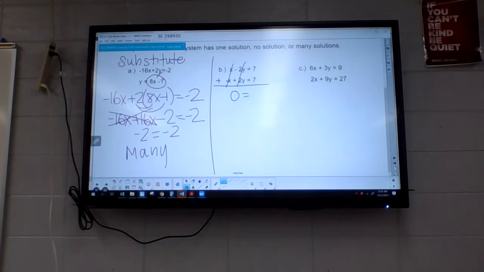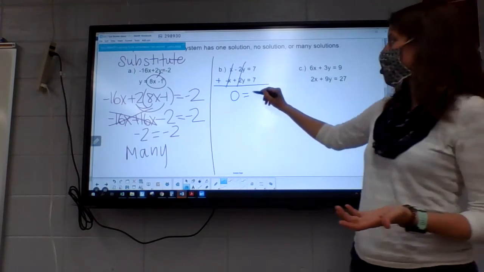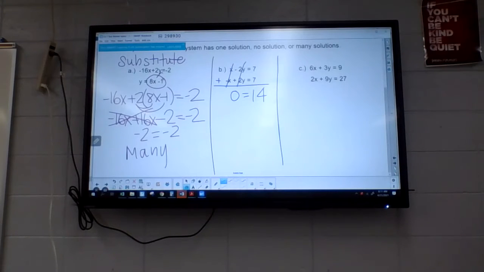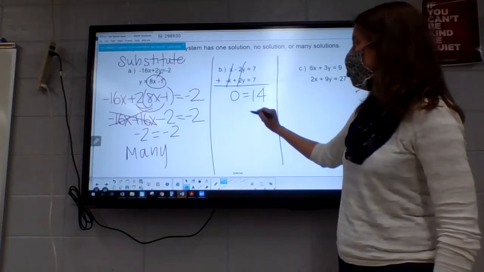Now do 7 and 7 cancel? No, because I'm adding them together. So I added those to get those to cancel. So 7 and 7 is 14. So what kind of solution is this one? This is an example of no solution.